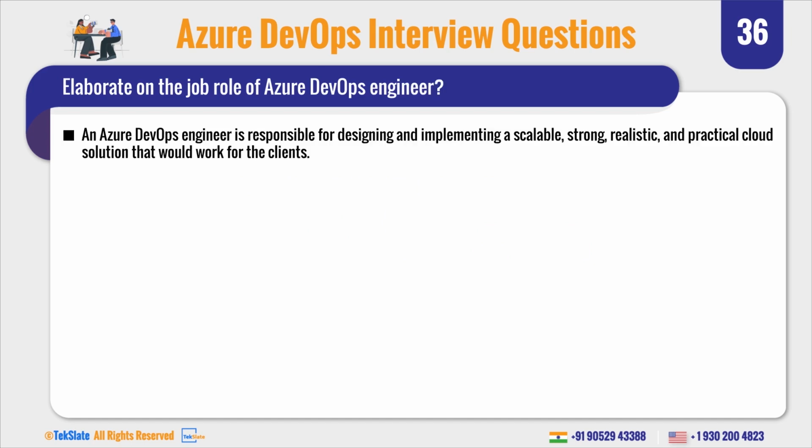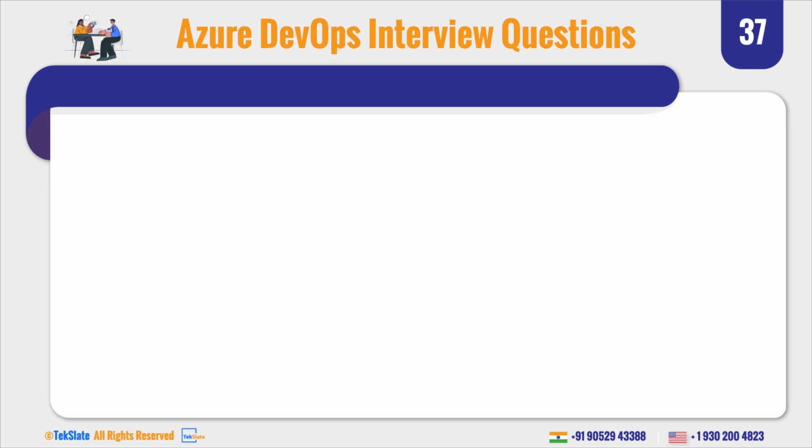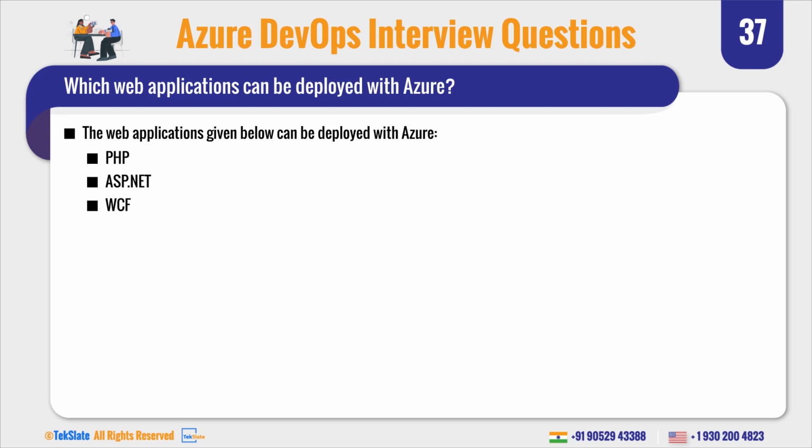The next question is, elaborate on the job role of an Azure DevOps Engineer. An Azure DevOps Engineer is responsible for designing and implementing a scalable, strong, realistic, and practical cloud solution that would work for the clients. The next question is, which web applications can be deployed with Azure? The web applications that can be deployed with Azure are PHP, ASP.NET, and WCF.